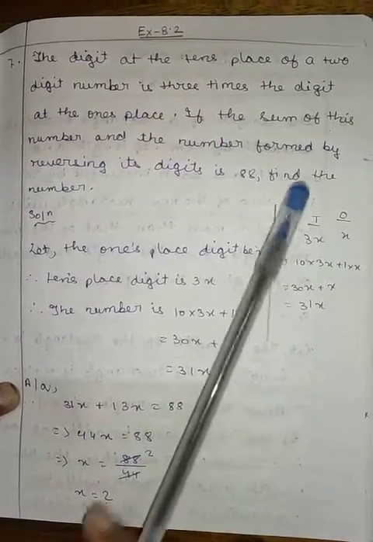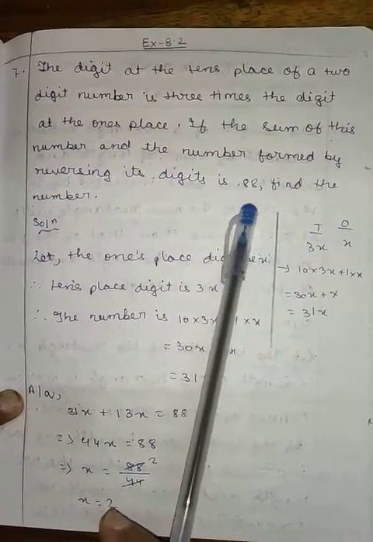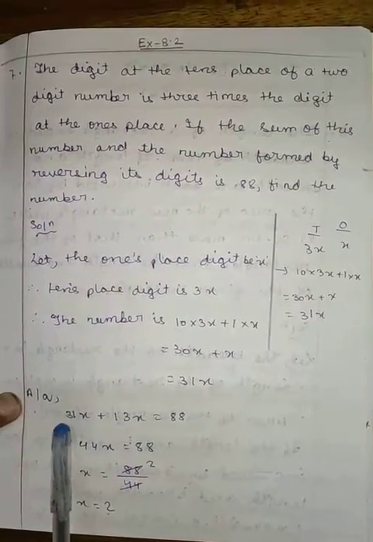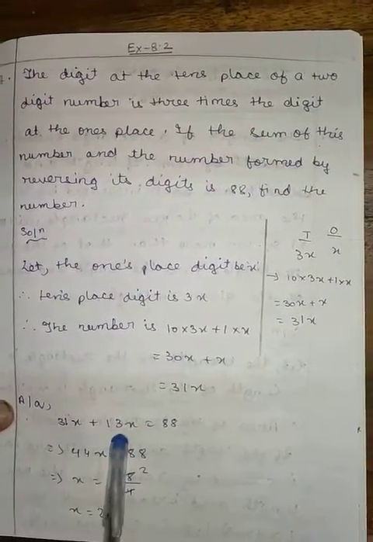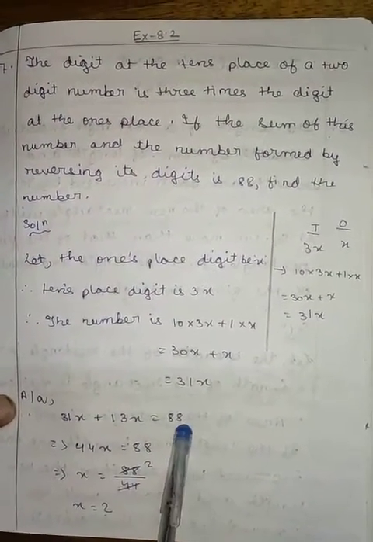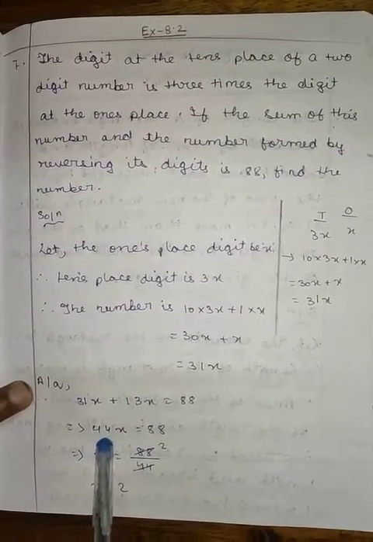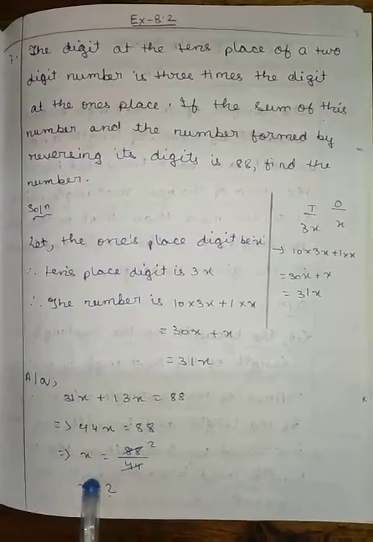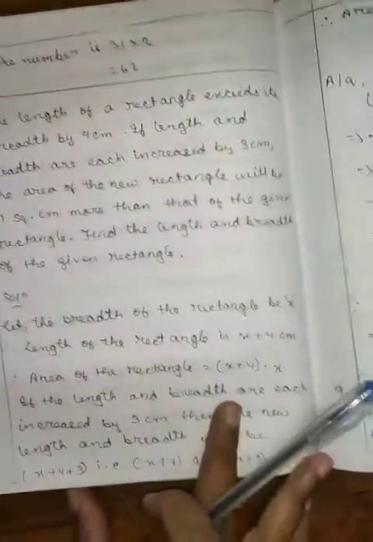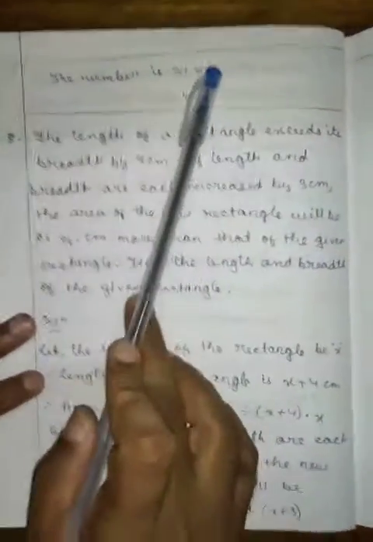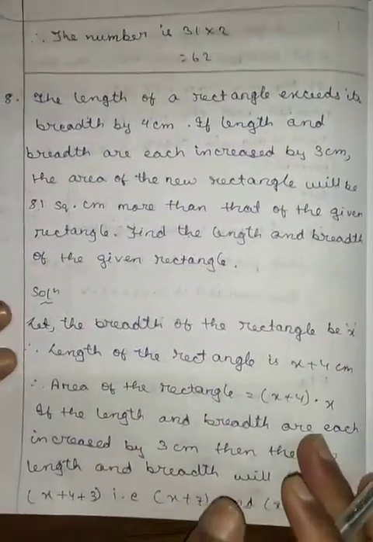Now as per the question, the sum of this number and the number formed by reversing the digits is 88. So the original number is 31x, then the reverse number will be 13x because 31 reversed is 13. Together makes 88, as given in the question. These two together give us 44x equals 88. x is equal to 88 by 44, which is 2. Therefore, the number is 31 into x, x is 2. So 31 into 2 becomes 62.